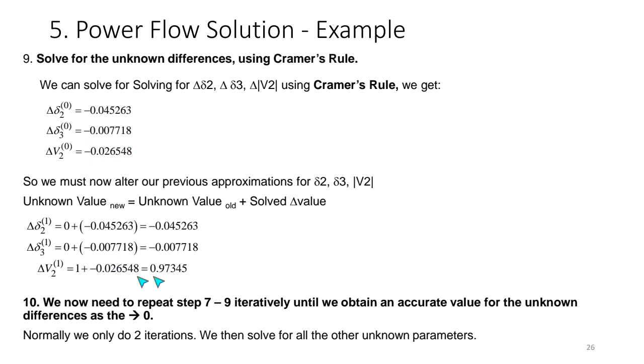So the value of V2 becomes 0.97345 at the end of the first iteration. This is the solution, your delta delta 2, delta delta 3, and delta V2 at the end of the first iteration. By looking at the solution of the first iteration, we need to see whether the solution has converged or not. So what we need to do is look at this calculated one here. You can see the delta delta value.